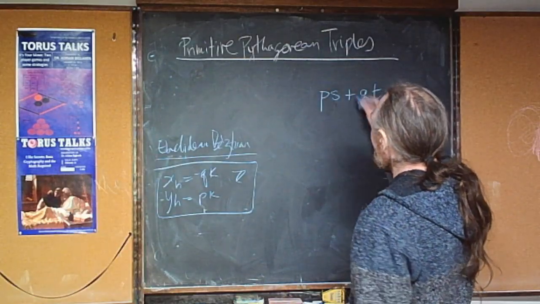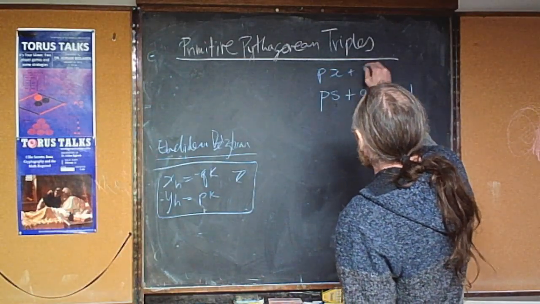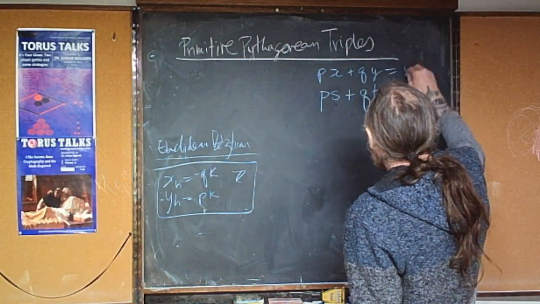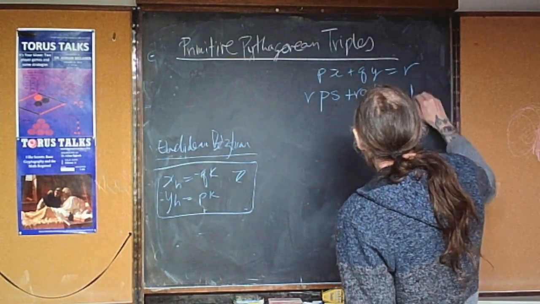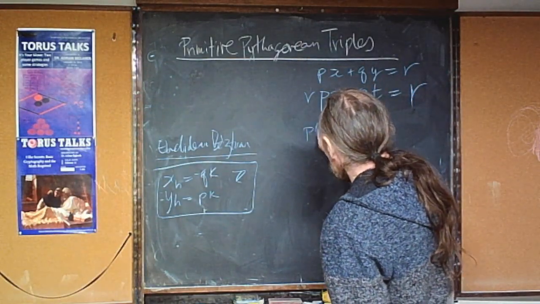So I wanted a solution to Px plus Qy equals R. So what can I do? Multiply both of these by R. Both sides by R. And now do you see what that gave me?